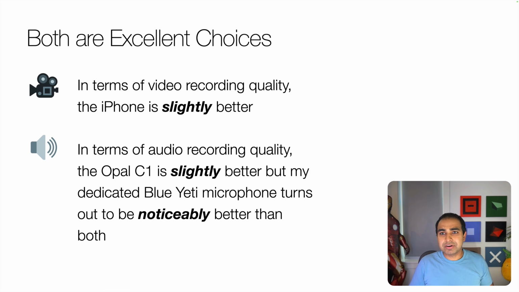The thing to call out is the Opal C1 is still beta, still in development. The capabilities in the iPhone to access the webcam are also in beta, still in development. So these are things that may change over a period of time. But right now, I'd say that the iPhone edges out in video quality and the Opal C1 edges out in audio quality. But if you had to pick between both, you can't go wrong using either of them.